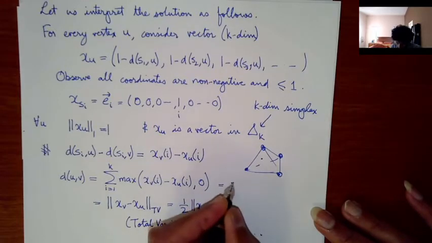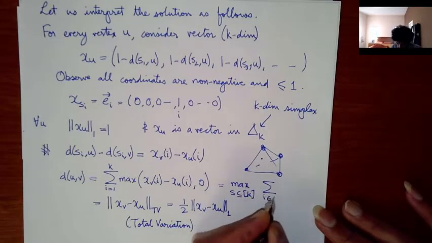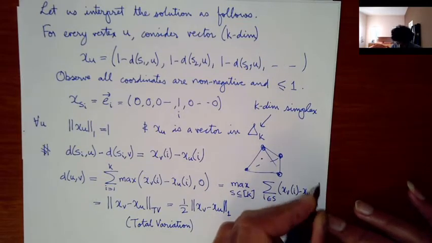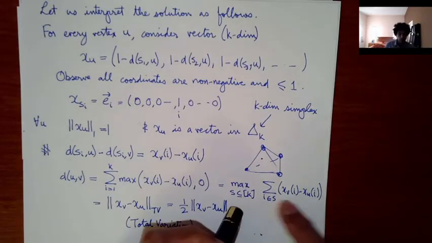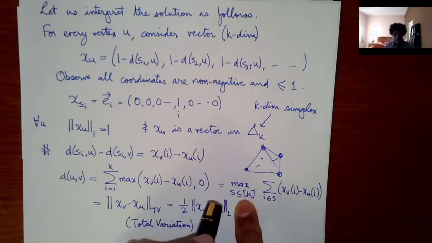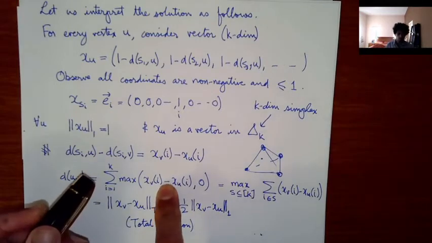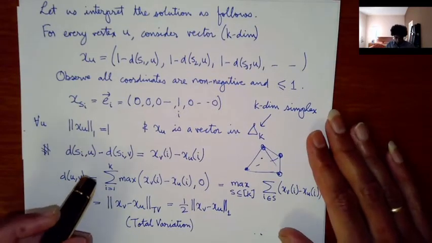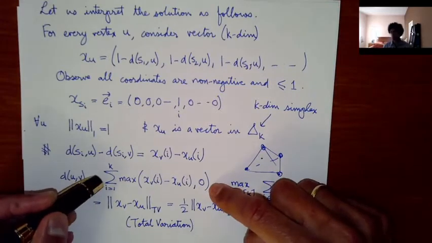It is also written as the max over all subsets of the sum over all i in the subset of x_v(i) minus x_u(i). It says that look at every possible subset of coordinates and then take the difference. And you'll see that this is maximized precisely when the subset is where x_v(i) is greater than or equal to x_u(i). So these things are equivalent. You can prove that it is half the one norm. That's a calculation that you can do. And this is the total variation distance between the distributions.